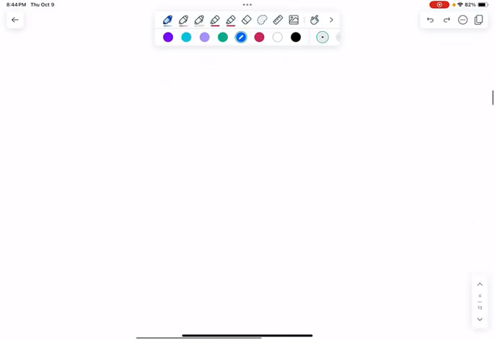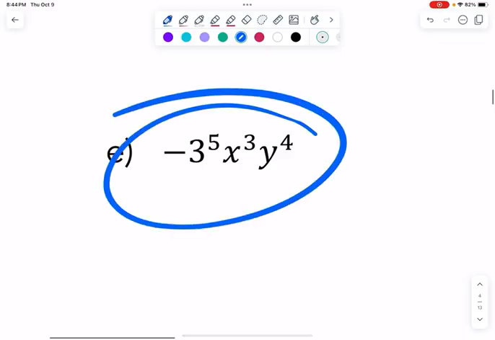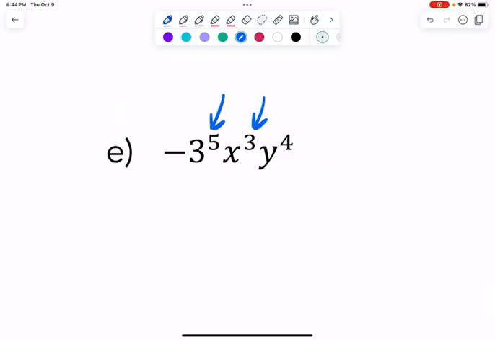Next one should be super easy, right? Whoa! That's got a lot of stuff going on. There are exponents everywhere. Each one of those has their own base. So this exponent of 4 just applies to this y. The exponent of 3 just applies to this x. This exponent of 5 just applies to this 3 and not this negative, because there's no brackets around here.